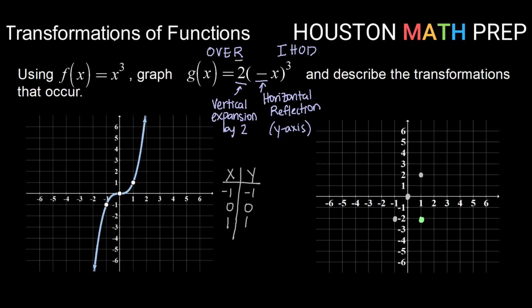The (0, 0) point, multiplying my x value by -1, 0 times -1 is still 0, so that point again does not move. And my (1, 2) point, reflecting that over the y-axis, puts me over here at (-1, 2). So there are my nice points coming in and connecting with that x cubed shape. I have a curve that looks something like this. So there's my graph of g of x, my x cubed with a vertical expansion by 2 and a horizontal reflection over the y-axis.